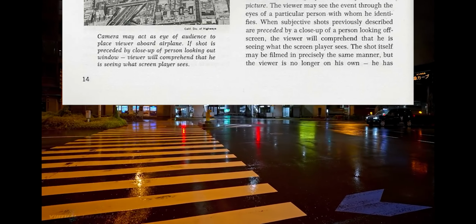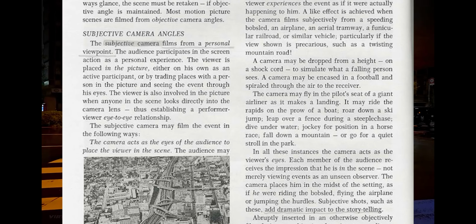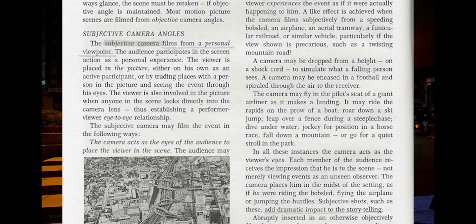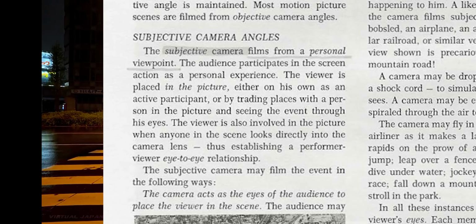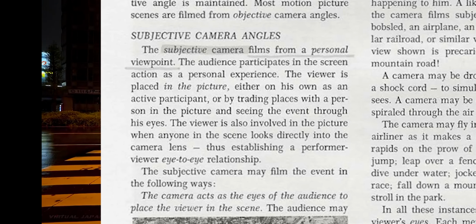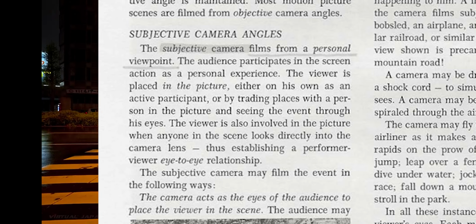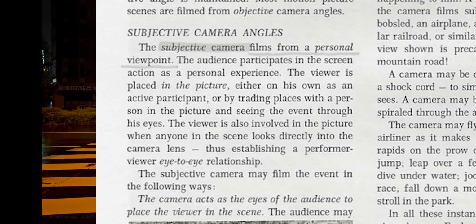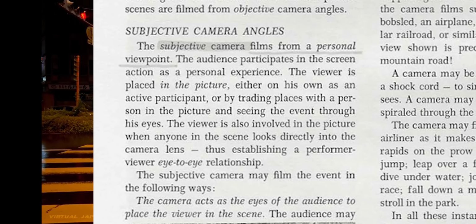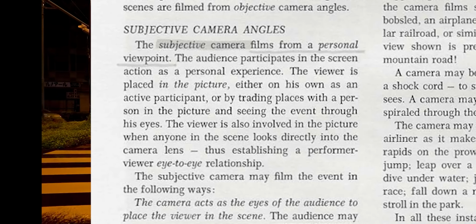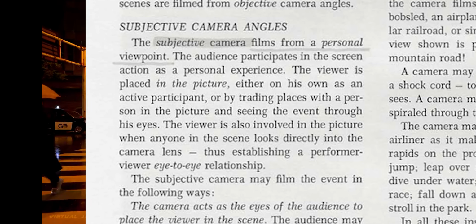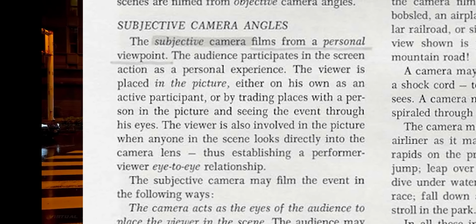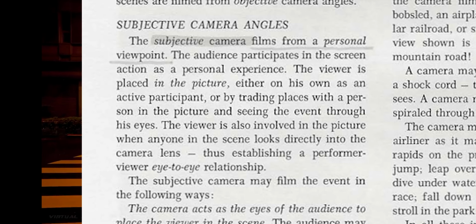If you want the true definition of first-person point of view, Joseph Mascheli addresses that a few pages above. Mascheli actually coins the term as being a subjective camera angle, going on to state that a subjective camera films from a personal viewpoint. In this, the viewer is placed in the picture, either on his own as an active participant or by trading places with the person in the picture and seeing the event through his eyes. The viewer is also involved in the picture when anyone in the scene looks directly to the camera lens, thus establishing a performer-viewer eye-to-eye relationship.